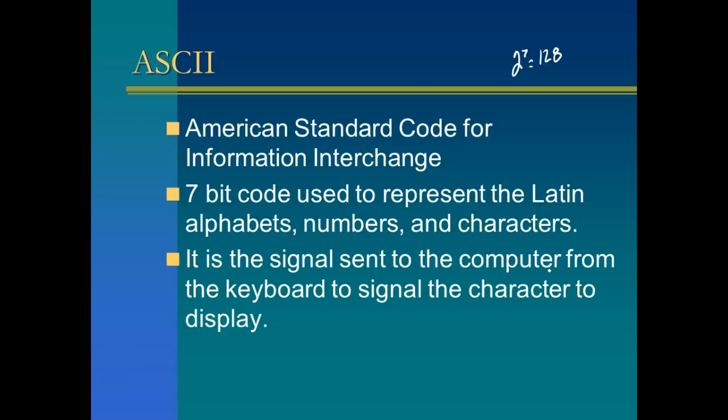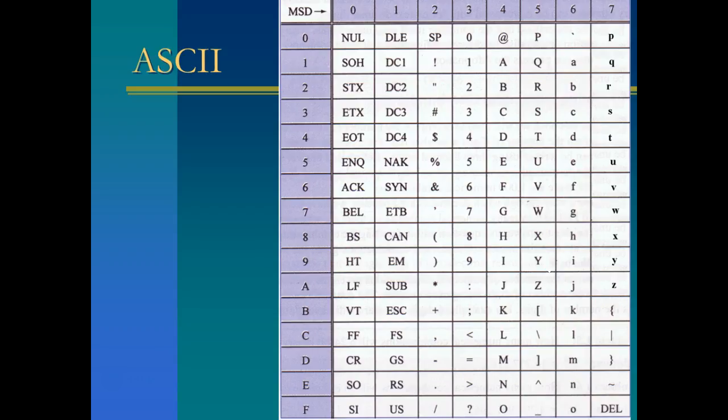So the seven bit code consists of control codes, and it consists of the alphabet, and it consists of some symbols. So this is the ASCII code, 128 combinations. Now normally it's given in hexadecimal. It's a binary code, but they give it to you in hexadecimal. Why? Because it's easier for you to comprehend, right?